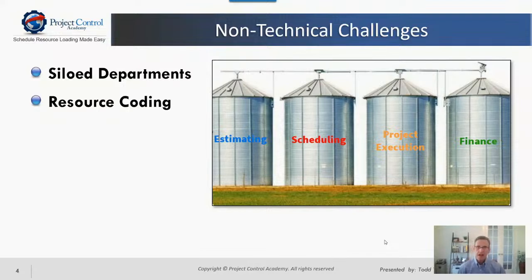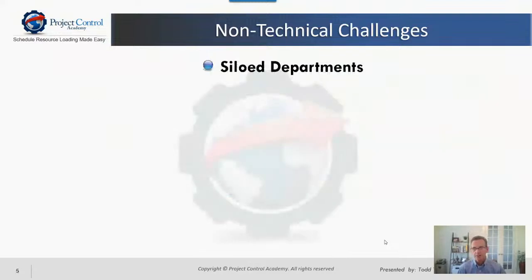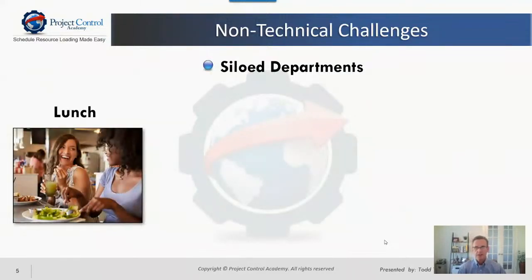So the other areas are essentially resource coding and WBS coding that need to be kind of standardized and aligned if this is ever going to flow through the process. And I'll touch on that. But so siloed departments, one way to break it down is even if you are at the estimating level or the scheduling level, just reaching out and building those relationships.